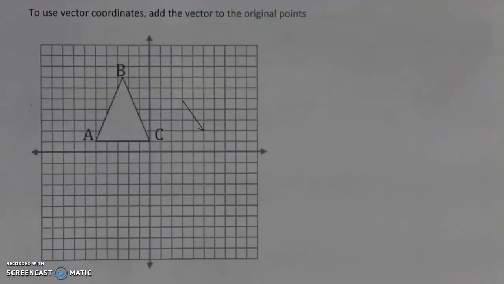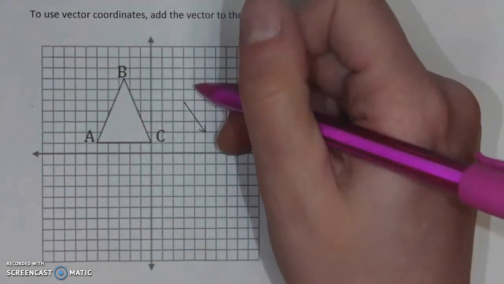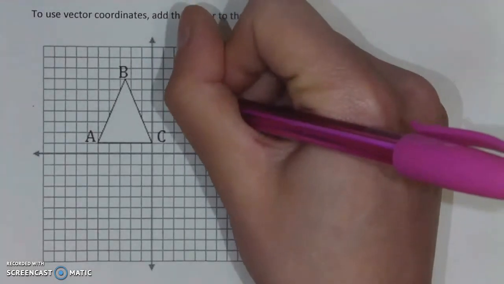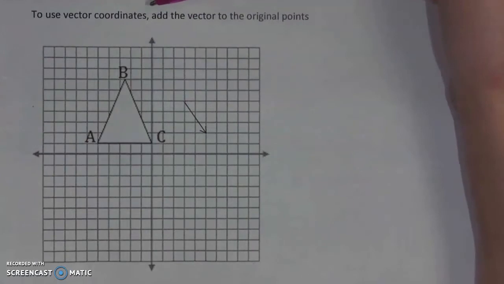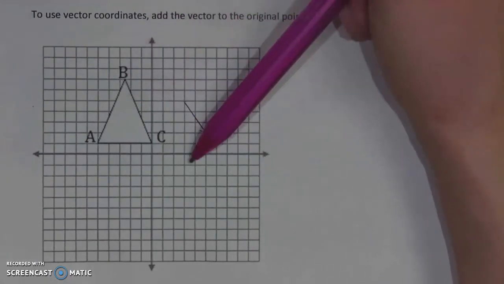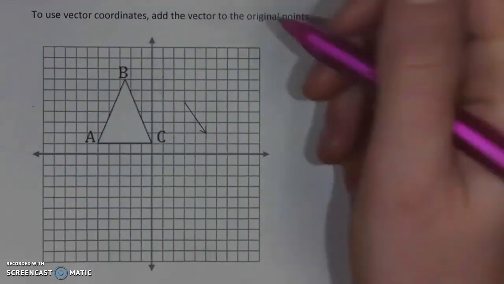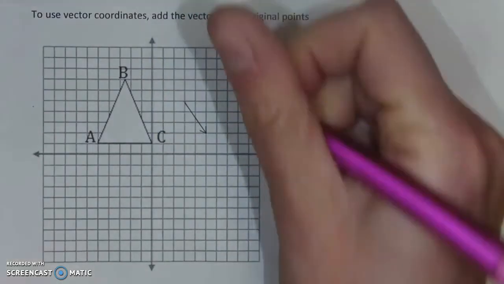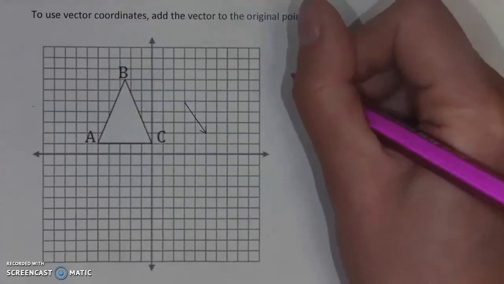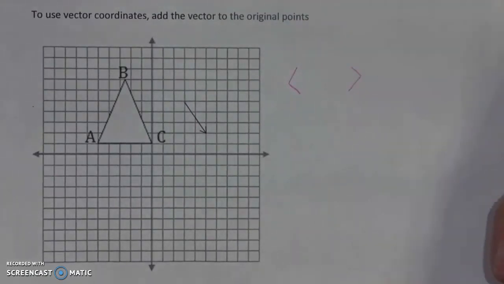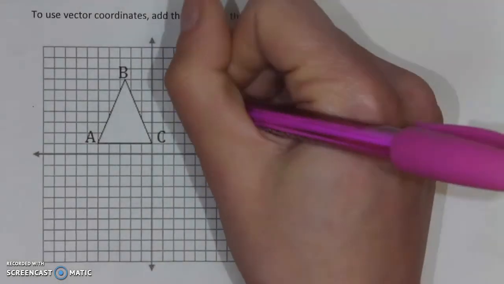Of course, we don't just want to find vectors, we want to use them. And again, you have both of these methods to choose from. You can either use the graph itself, or you can do a little bit of algebra. So if I wanted to use vector coordinates to find my image, I can look at the vector they provided, and they're usually just going to drop an arrow on the graph. Sometimes they'll give you the vector coordinate along the side, but a lot of times they just throw an arrow on the graph and say use that vector.